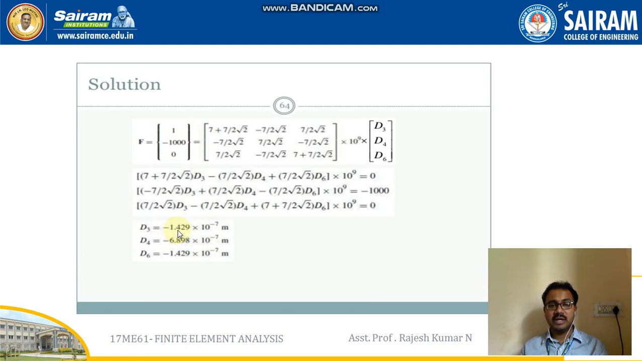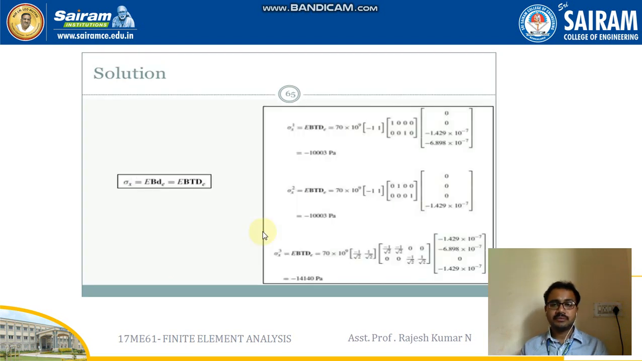So the values I am getting are D3 as minus 1.429 into 10 power minus 7, D4 is minus 6.898 into 10 power minus 7, and D6 is minus 1.429 into 10 power minus 7.